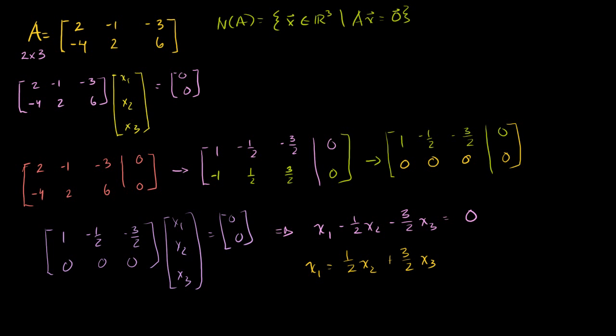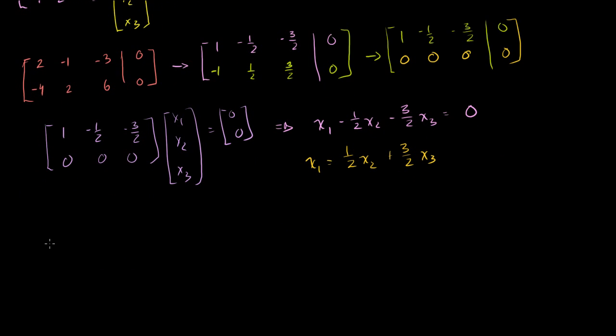Or if I wanted to write my solution set in vector form, I could write that my null space is going to be the set of all the vectors x1, x2, x3 that satisfy these conditions that are equal to what? Well, x2 and x3 are free variables. They're associated with the non-pivot columns in our reduced row echelon form. That is a pivot column. That is a pivot column right there.